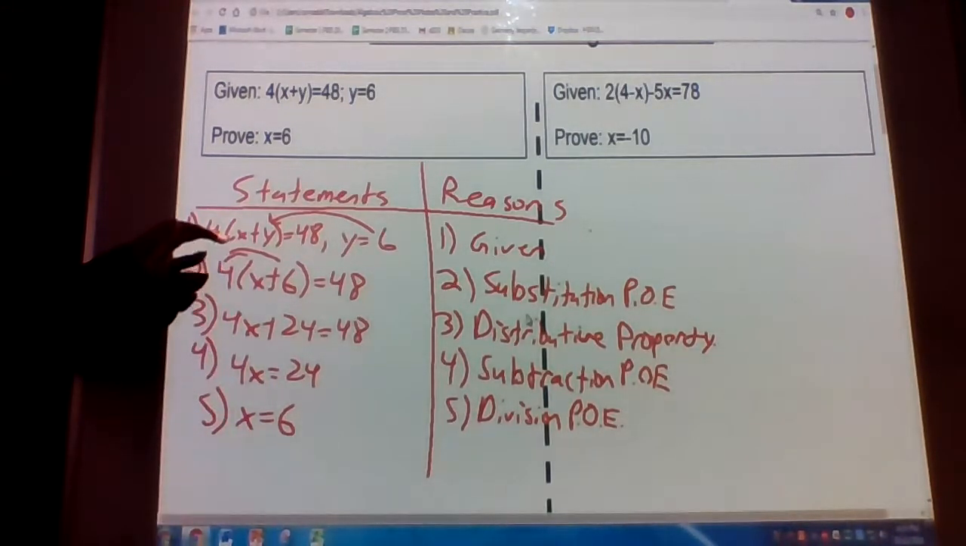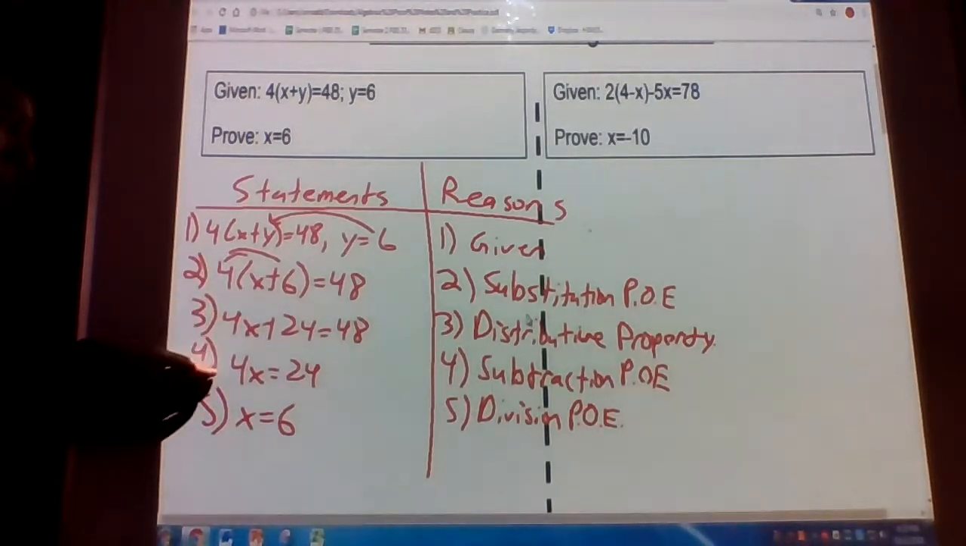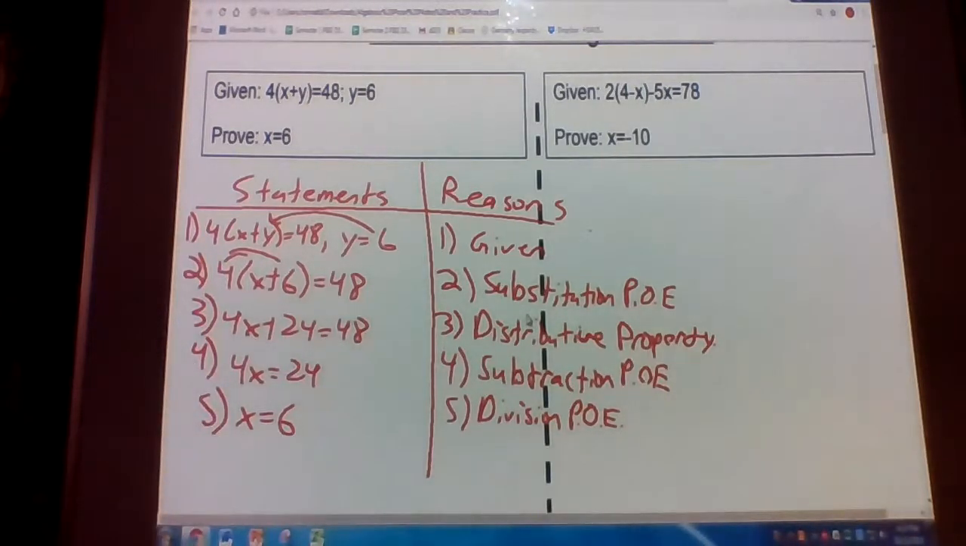So again, when we're doing our proofs, the question is, how did we get each step? How did we get this? It was given. How did we get this? We substituted in the 6 for the y. How did we get here? We distributed. How did we get here? We subtracted 24 from both sides. How did we get here? We divided both sides by 4.